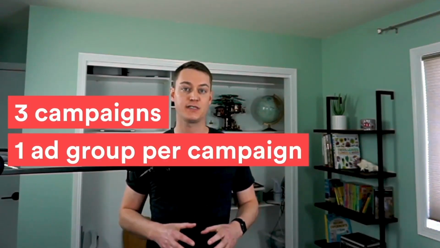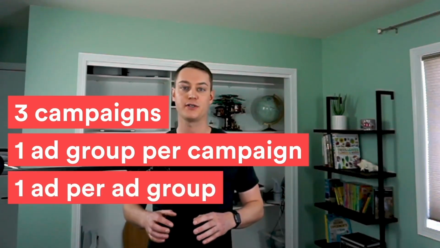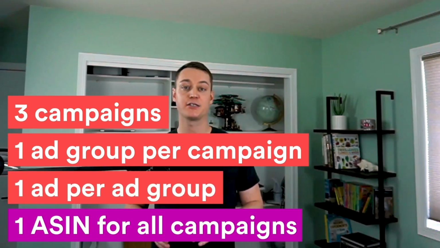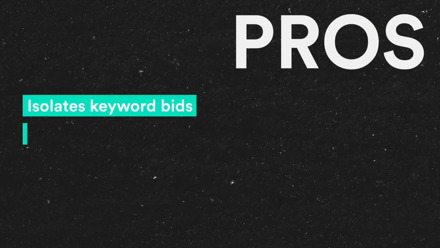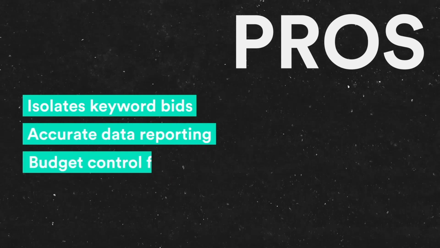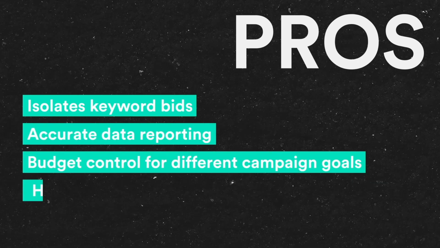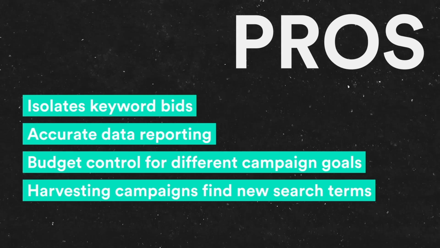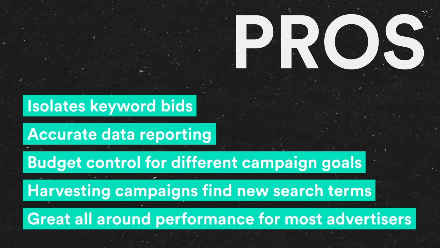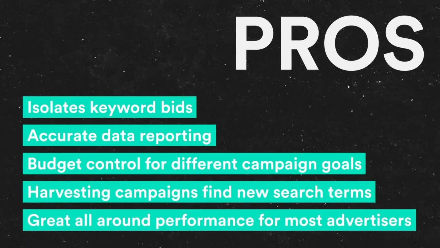We're going to start this series with my recommended structure, which works for nearly any product or budget. It uses 3 campaigns, each with a single ad group, and each ad group with a single ad. So all 3 campaigns are advertising only one ASIN. First, the pros. It isolates your keyword bids, provides accurate data reporting, gives you budget control for different campaign goals, has harvesting campaigns to find new search terms, and has great all-around performance for most advertisers.